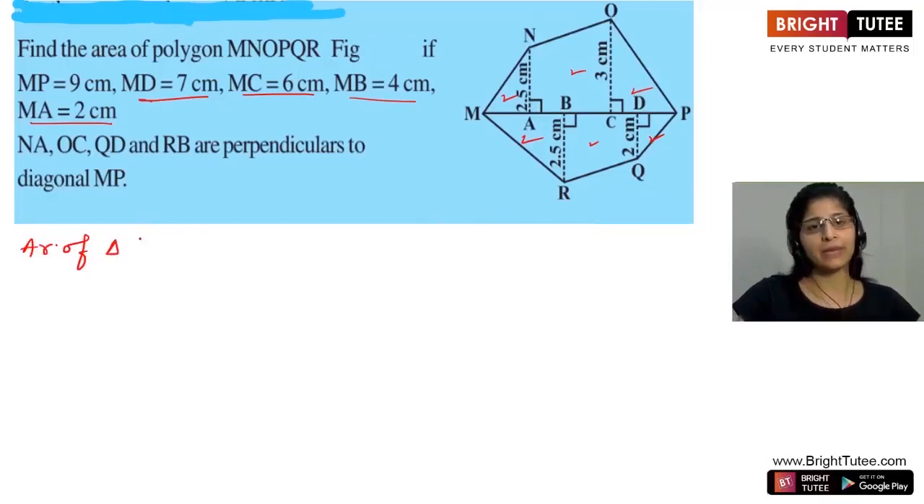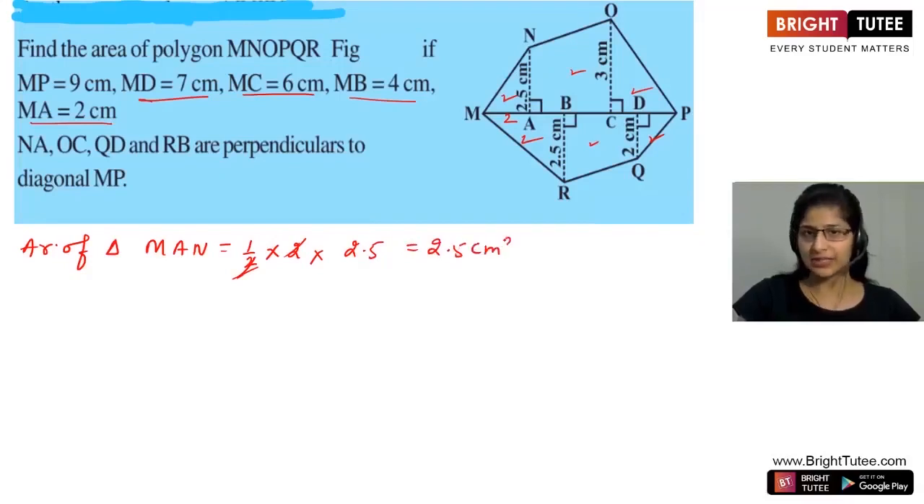We can write it as MAN. Area of triangle MAN is half into base. Base is what? MA. Is MA given? Yes, it is given as 2. So half into base into height, that is 2.5. 2 and 2 got cancelled. We get 2.5 square centimeter.